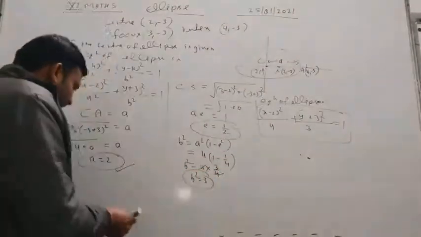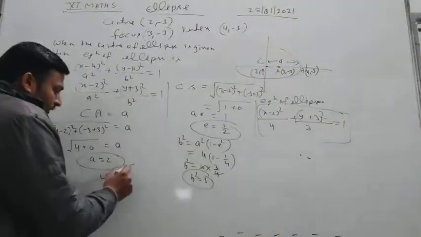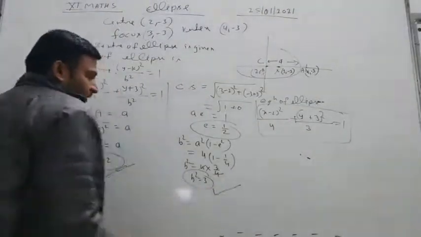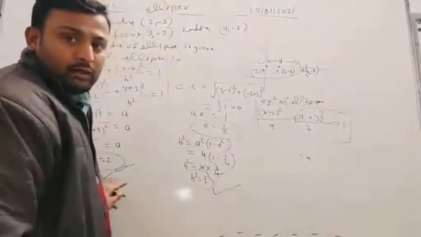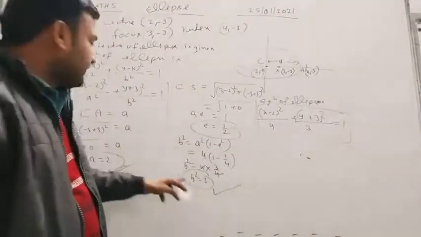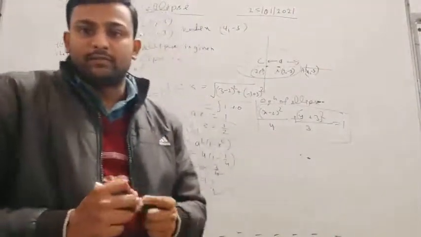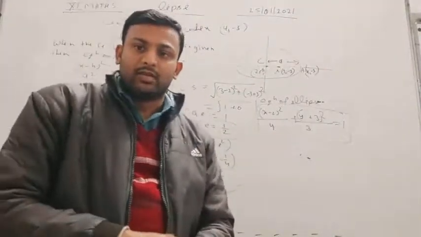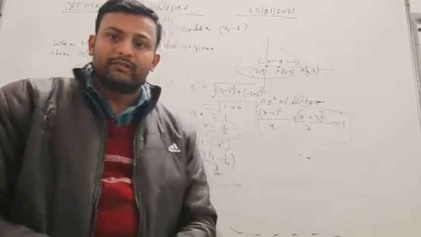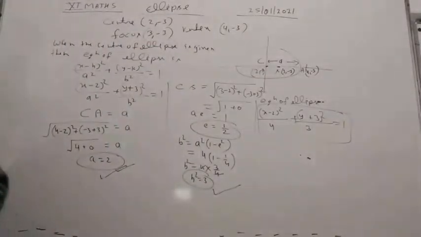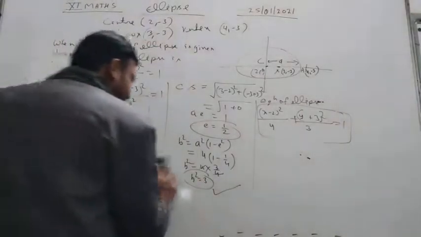Now we have got a square and got b square. Now we will put the value of this a square and b square in this equation and we get the standard equation of ellipse whose center is given. Okay friends, I hope you understand. Now we take another question. Let's see.